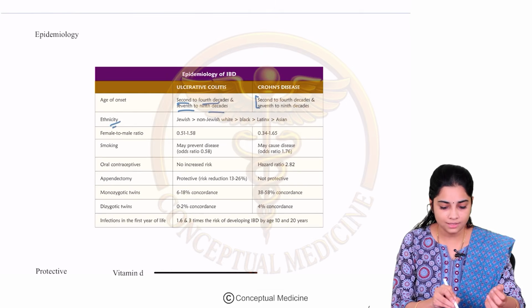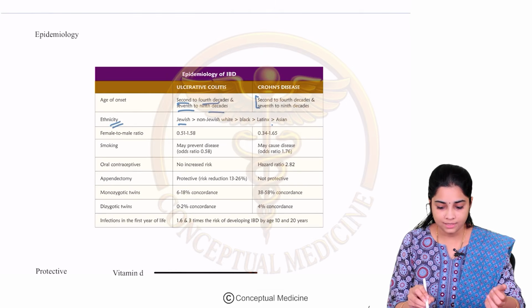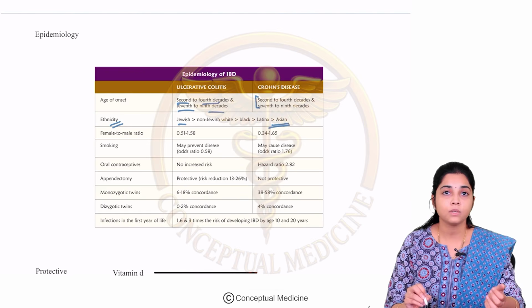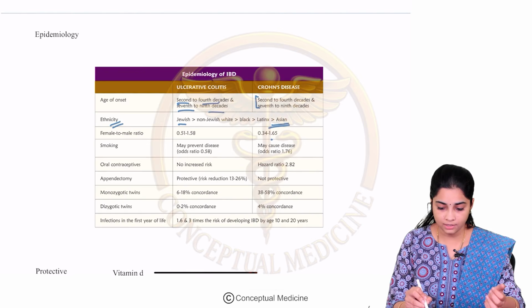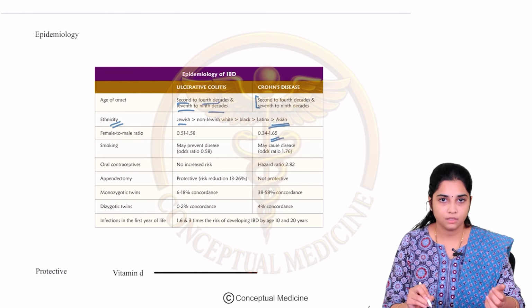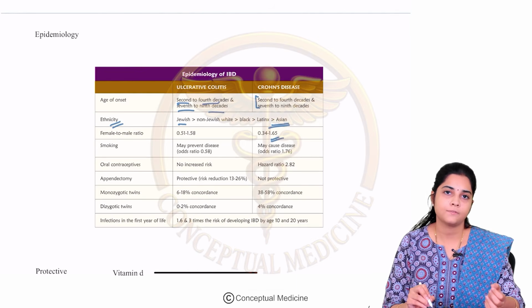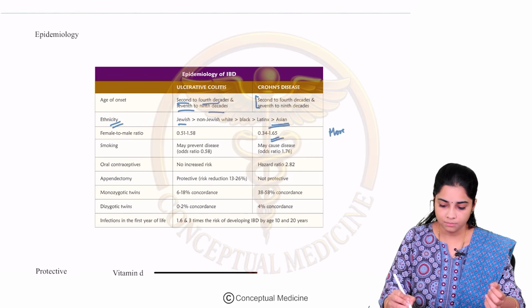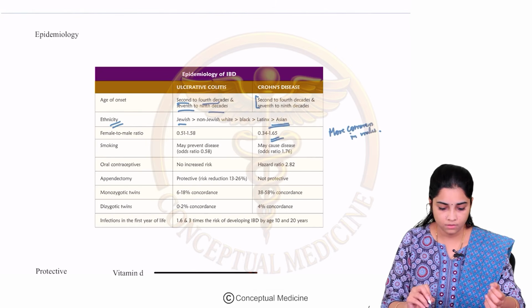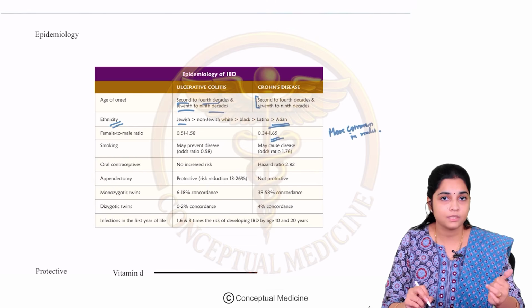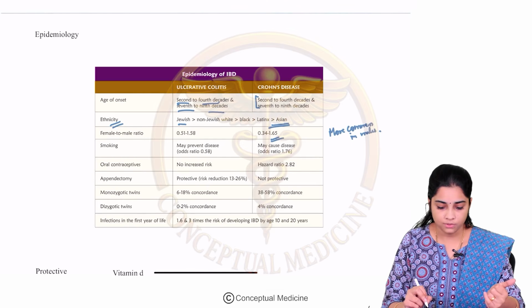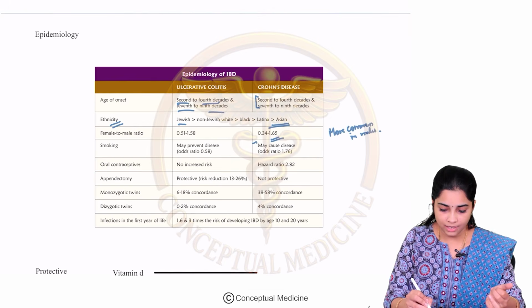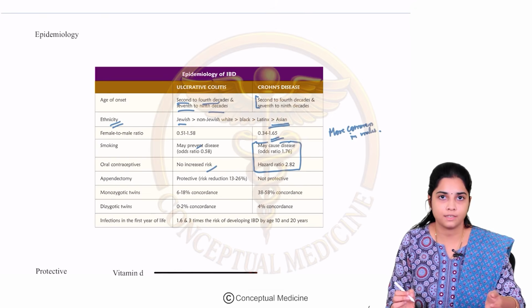When it comes to ethnicity, it's more common in the Jews and least common amongst the Asians. The female to male ratio is much higher in Crohn's disease as compared to ulcerative colitis, but both ulcerative colitis and Crohn's are more common in males. Okay, very important is smoking and OCPs. Smoking and OCPs have a higher odds ratio of causing disease in Crohn's disease, but smoking is considered to be preventive and there is no increased risk in ulcerative colitis.